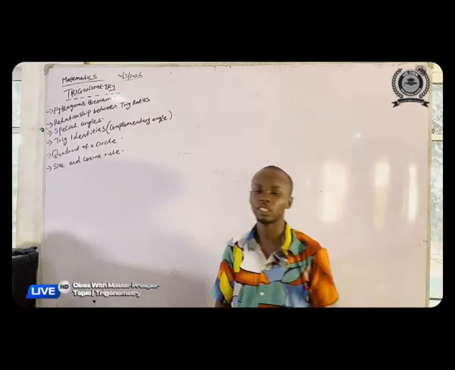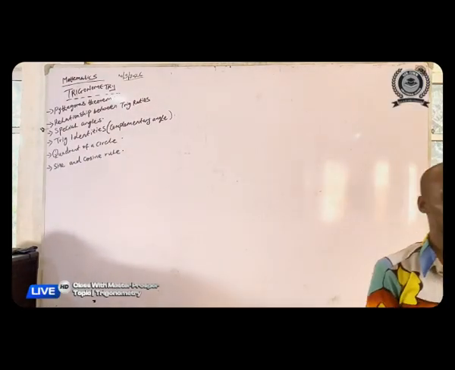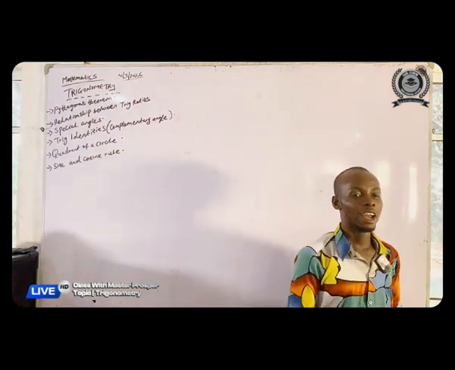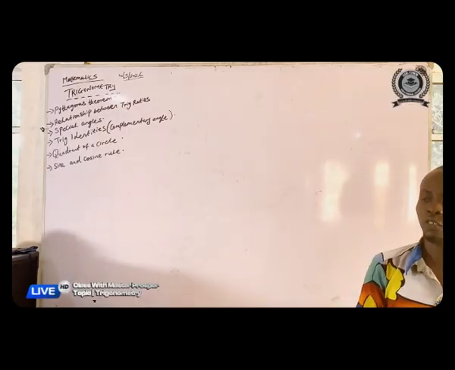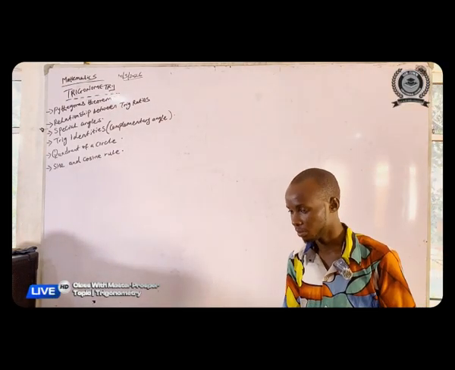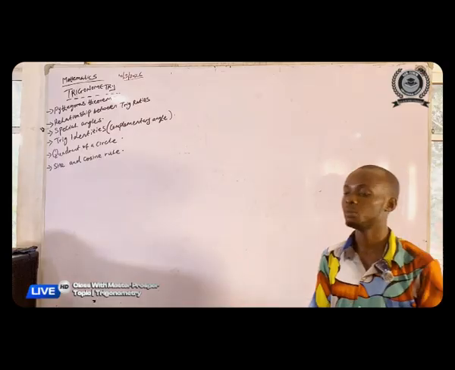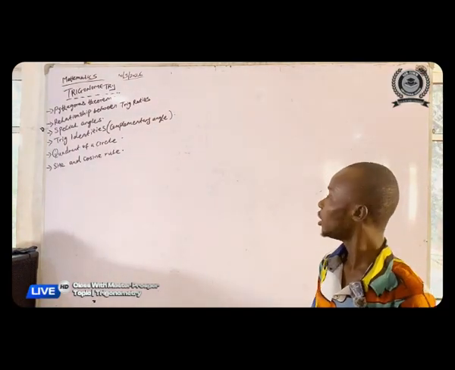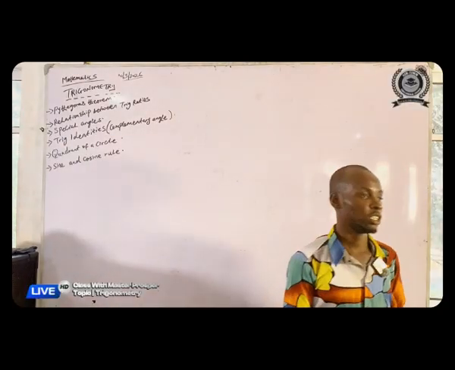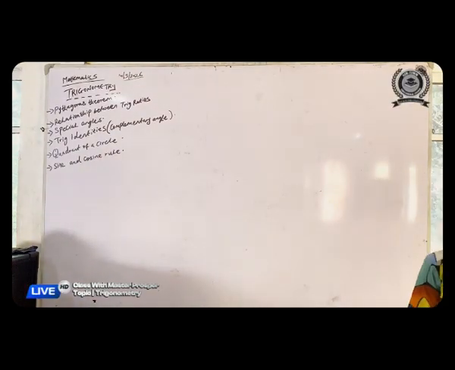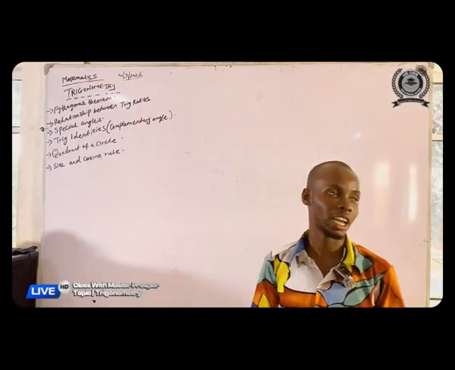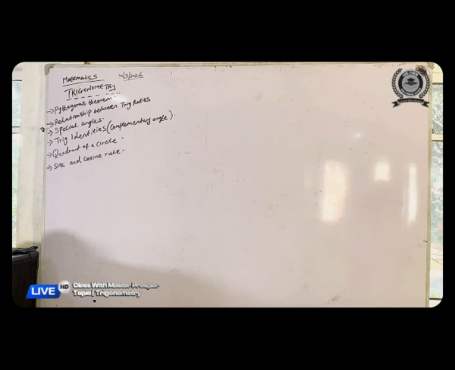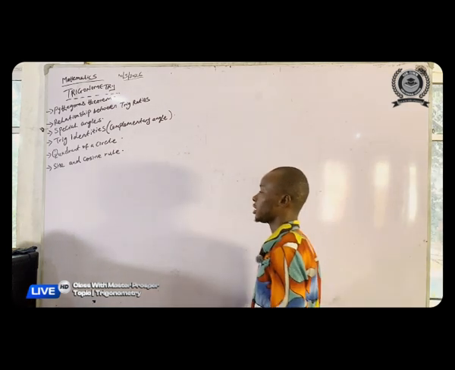We also have the quadrant of a circle, which helps us as a student to know when an angle should have a positive and a negative sign. It is the quadrant that will determine if this angle is having a positive sign or a negative sign. And also we have the sine and cosine rule, whereby small a over sine capital A is equal to what? B over sine capital B and sine capital C.